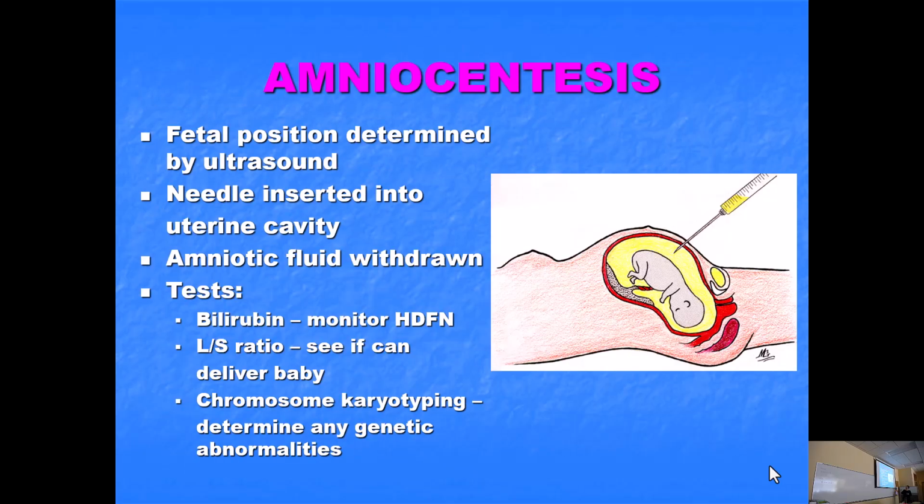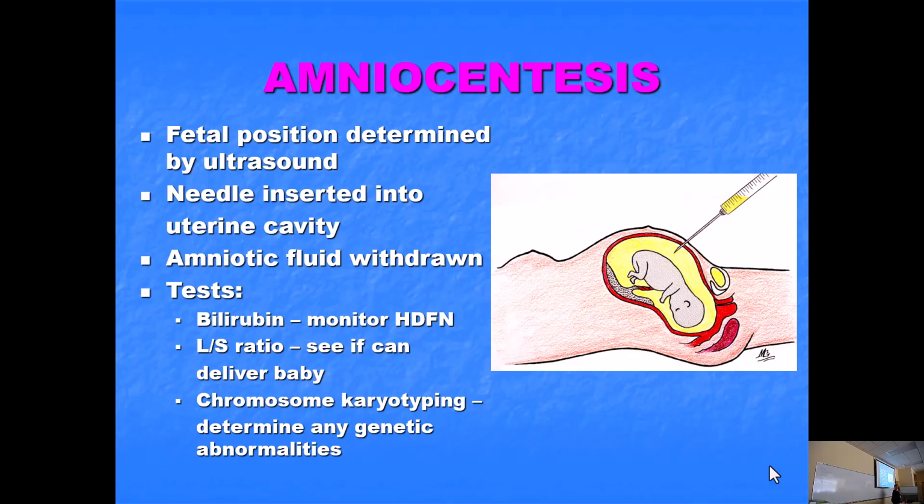So we're going to do amnios. By ultrasound, they determine the fetal position. They insert the needle into the uterine cavity, and they withdraw amniotic fluid. Now, this is not a willy-nilly test. We're not going to do this willy-nilly. There's a lot of things that can go wrong, so they're very, very cautious during this test. They're going to withdraw the amniotic fluid and test it for bilirubin. How much bilirubin is the baby producing? If they're producing a lot of bilirubin, we need to start worrying.